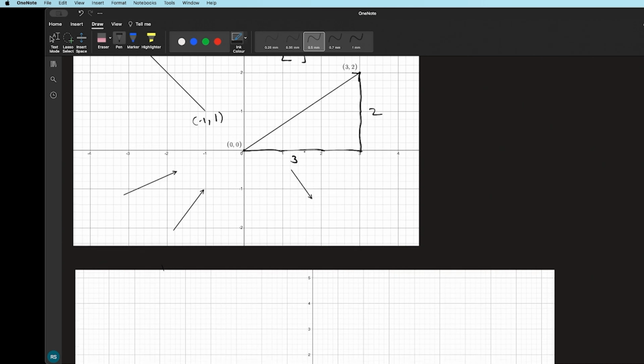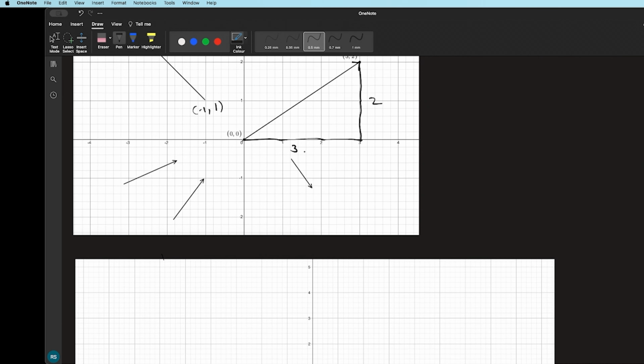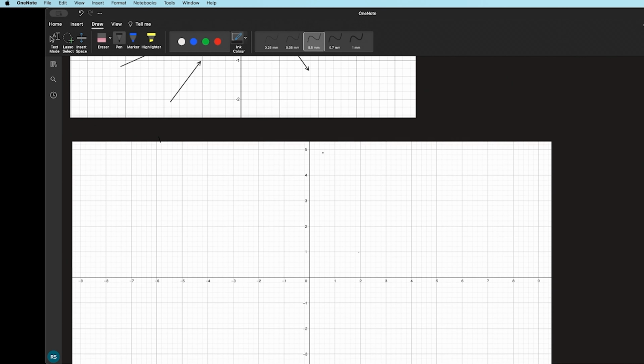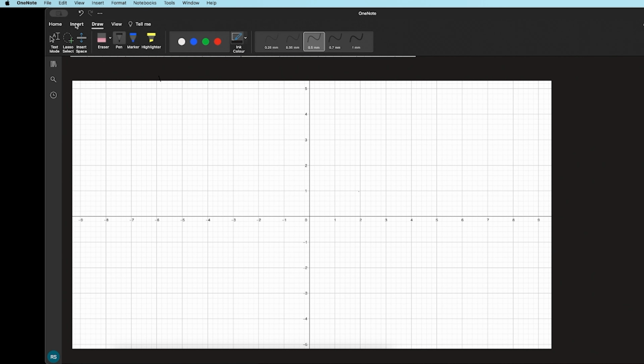Now coming to the second example, we have read about the position vector. Now there is also another type of vector called the displacement vector. Let me draw that first.